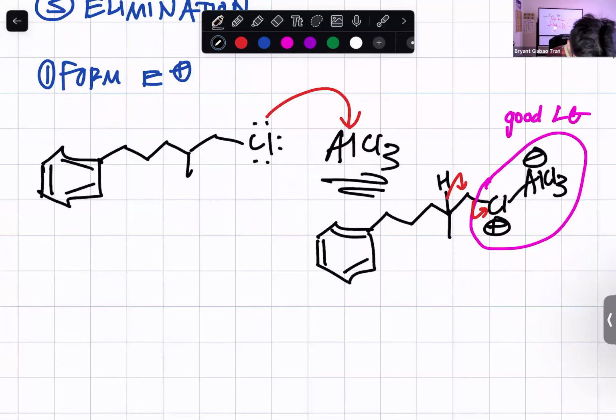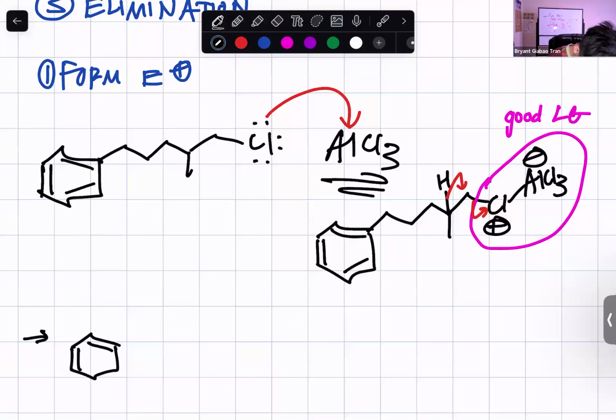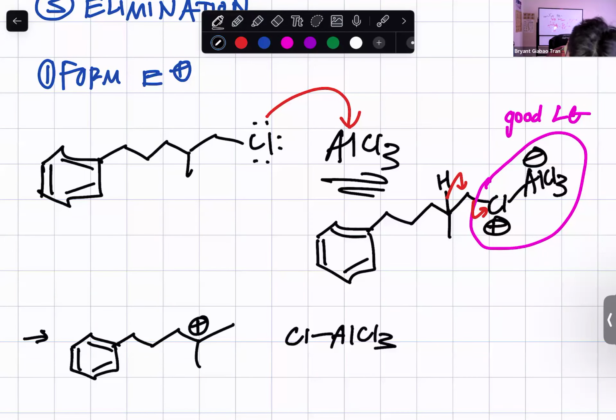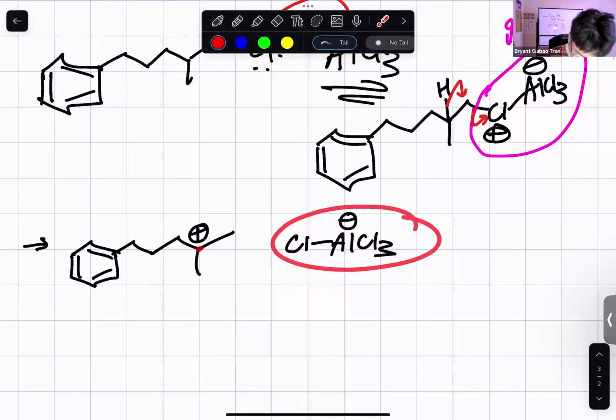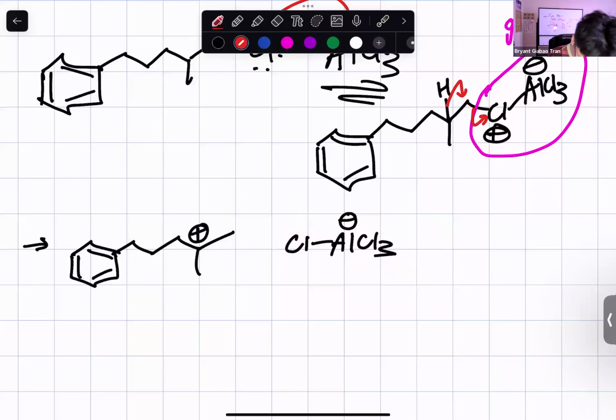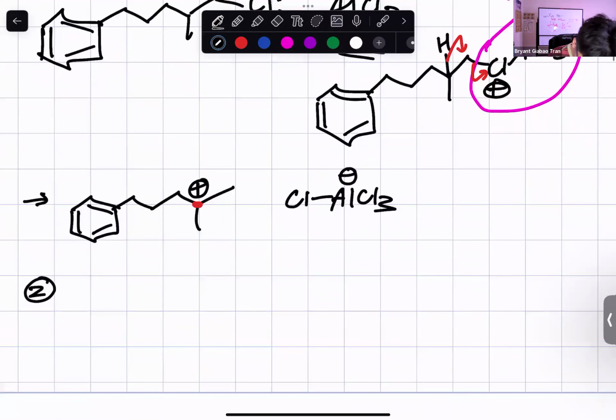So now that's going to give us this carbocation intermediate here, right? And then the leaving group that left is going to be this right here. And if this was a mechanism problem, make sure to draw this out as well, right? Because this will count as points. Now, this is the end of the first step. We have our electrophile now, which is this carbocation. Now, let's move on to the second step, which is the addition step, right?